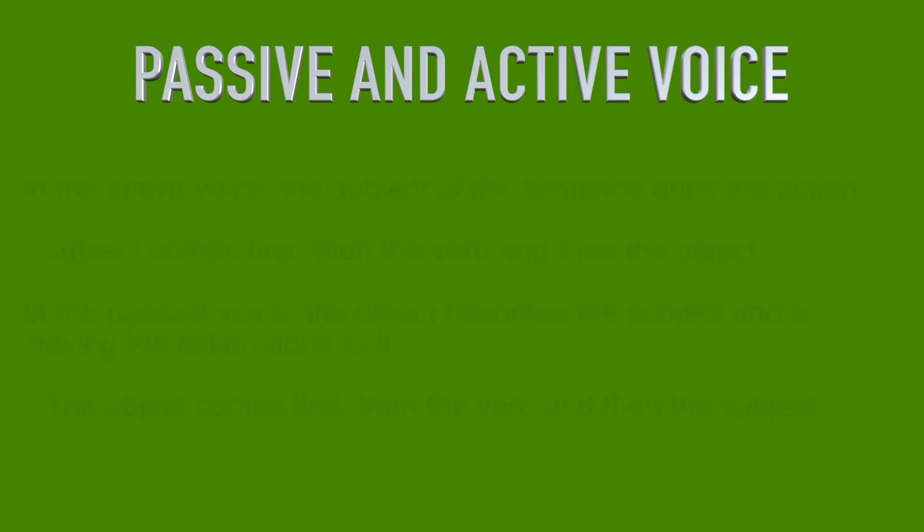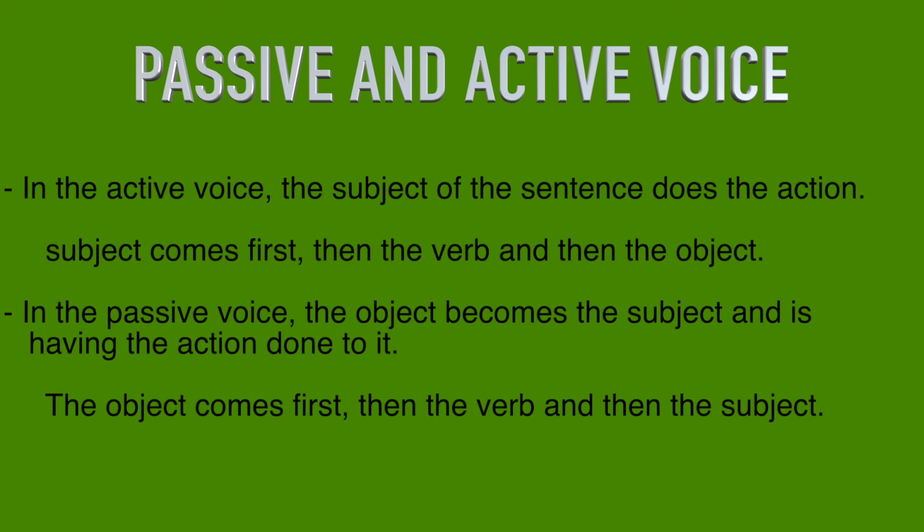Very important. In the active voice, the subject of the sentence does the action, meaning the subject comes first, then the verb, and then the object. In the passive voice, the object becomes the subject and is having the action done to it, meaning the object comes first, then the verb, and then the subject.